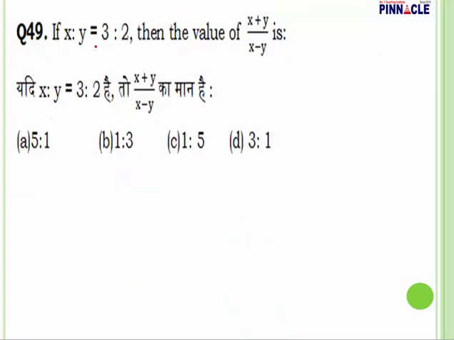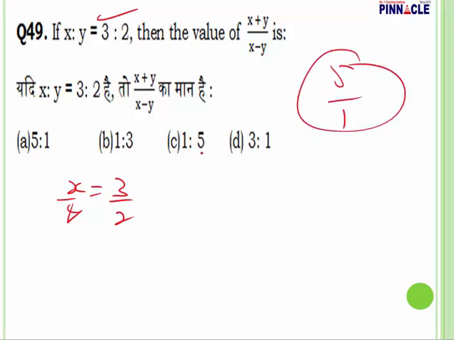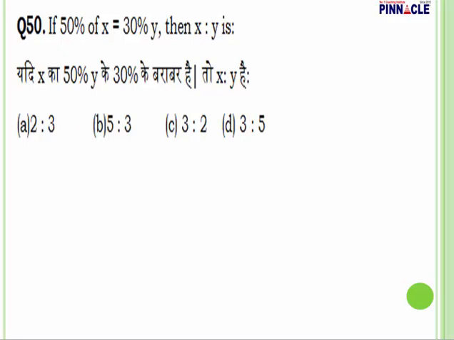49, x plus y by x minus y, very easy question, xy is given 3 into 2. In other words, if x is 3, y is 2, 3 plus 2 is 5, 3 minus 2 is 1, 5 ratio 1, A should be the answer. Very easy question, sometimes we make silly mistakes in such kind of question also.